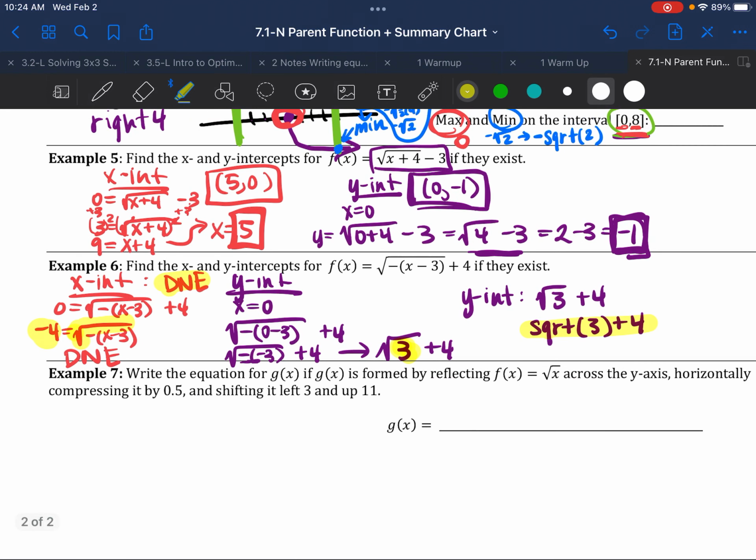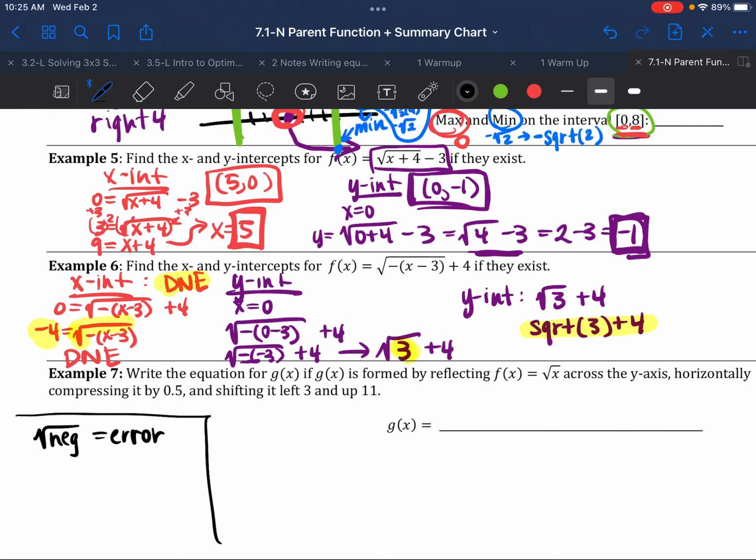And so I want to go into that a little bit further down here on the bottom. Okay, you cannot plug in a negative number into a square root. That equals error. And then you can't have a positive square root equal to a negative number. And so when you see this square root equal to this negative number, that means it does not exist.